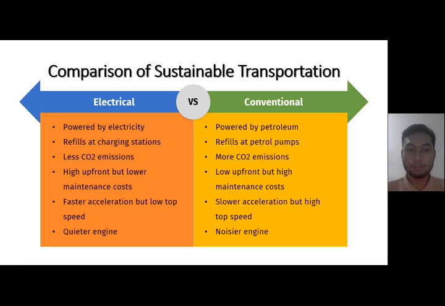high maintenance costs. In terms of performance, the electrical car has faster acceleration but lower top speed. However, the conventional car has slower acceleration but higher top speed. For the engine, the electrical car has a quieter engine, unlike the conventional car, which has a noisier engine. This shows that the conventional car produces noise pollution. So the electrical car is the best sustainable transportation.